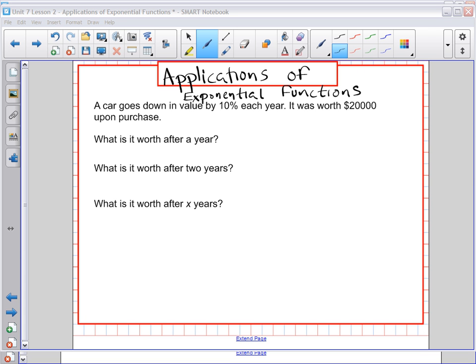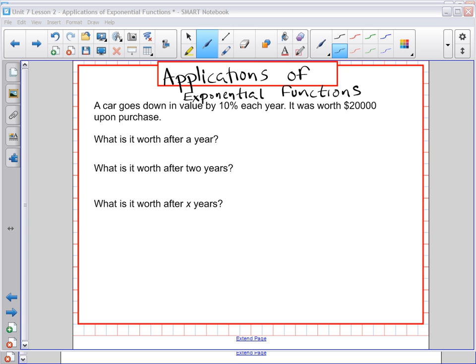So the problem that we have in front of us is about the value of a car. Please feel free to pause this lesson when you need time to work to follow along. A car goes down in value by 10% each year. It was worth $20,000 upon purchase.